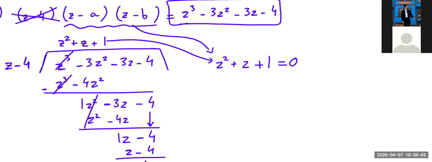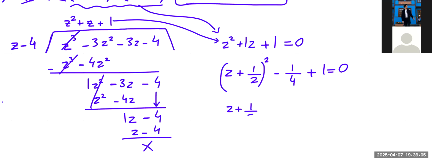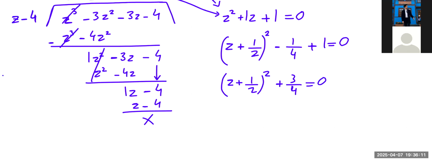There are a bunch of ways to do that. You can use the quadratic formula. I like to use the completing the square method. It always works. So z plus, this is half of 1, so this would be 1 over 2, plus or minus half squared plus one. Exactly. Good. So we have z plus 1 over 2 whole squared minus, no, plus 3 over 4 equals 0. Now here's where the fun begins.